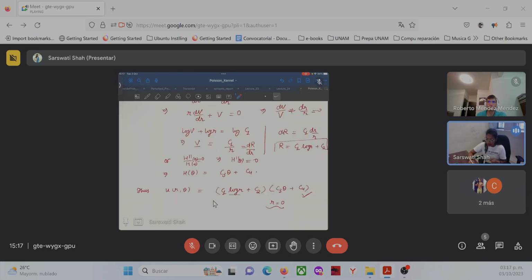Because of the logarithmic term, now someone can ask me, since the logarithm is appearing with C1, we can take the solution as C2 and C3 theta plus C4. But I would say that it is also not acceptable. So can anyone give me the explanation why I cannot take this solution? Can anyone explain me?